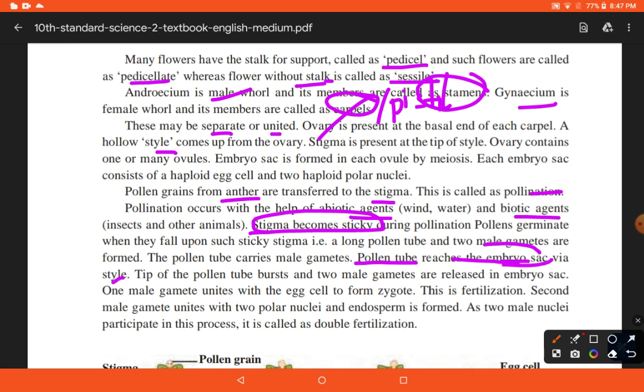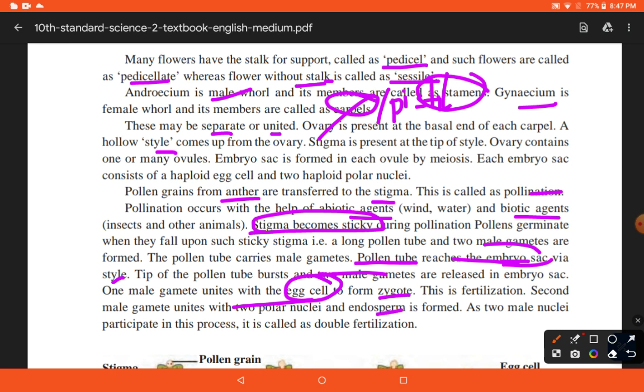The tip of the pollen tube breaks, it bursts. 2 male gametes are released. One fuses with the egg cell to form zygote. The one which fuses with the egg cell, what do we call it? Syngamy. Right, and the other one with 2 polar nuclei, that's triple fusion, right? Triple fusion takes place. Endosperm is formed.